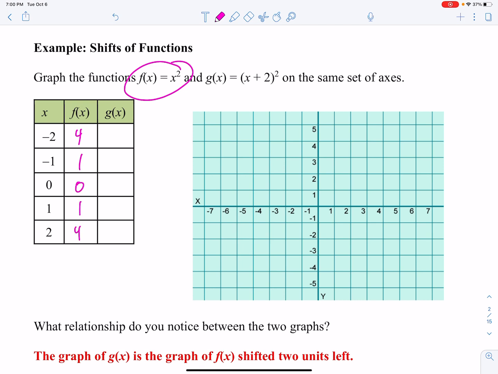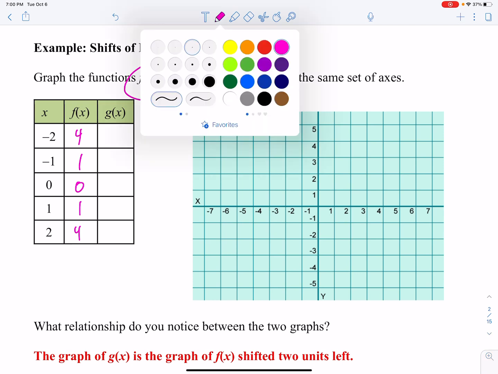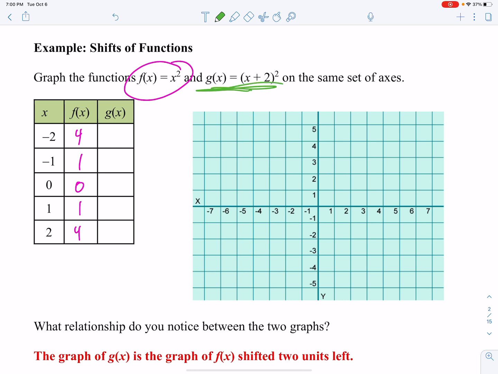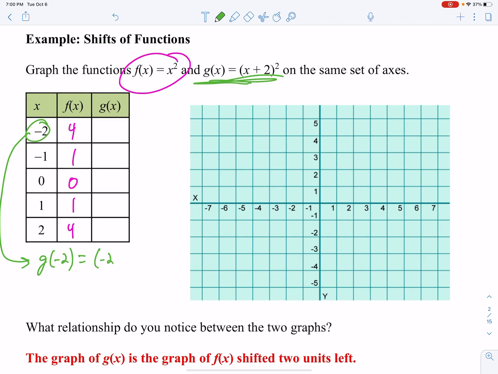But now we got to be careful, right? For g of x, we have to follow PEMDAS. Okay, so I'm actually going to write a few of these out. So let's do -2 plugged into the g function. In other words, we're going to do g of -2. So what that means, replace x with a -2.